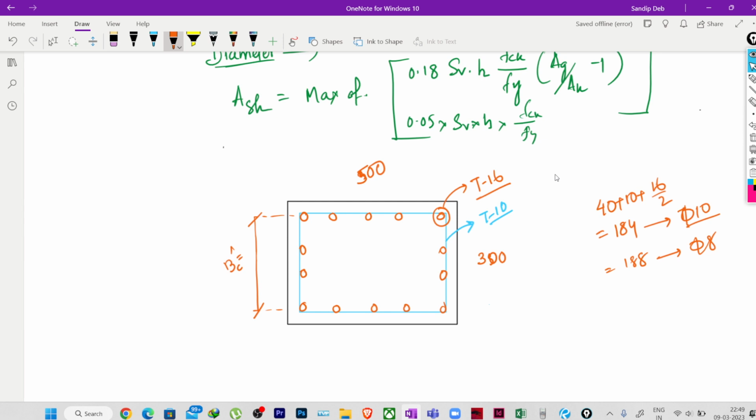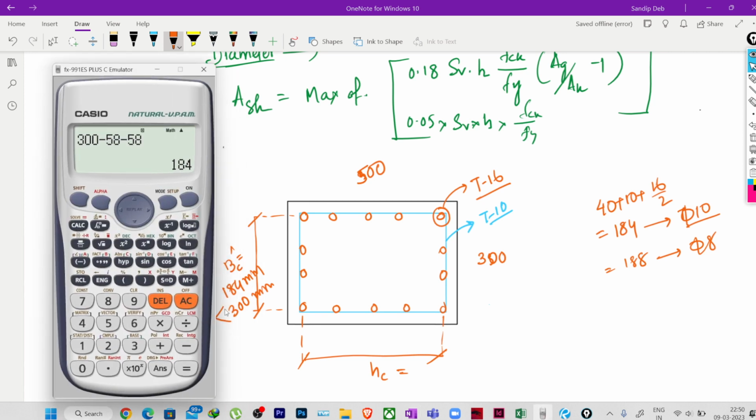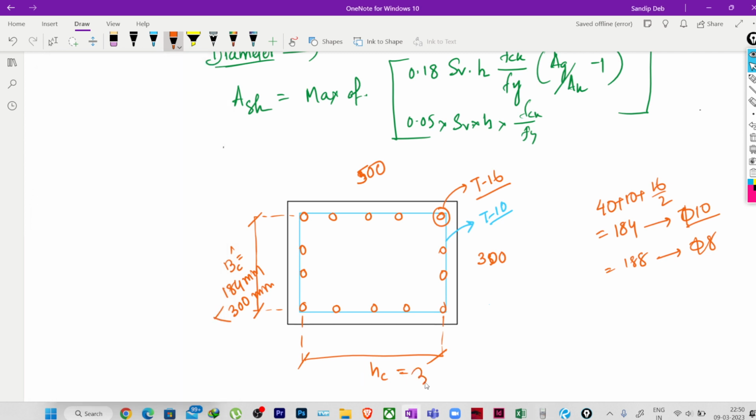Now we are considering 10 mm dia stirrup, suppose, so it will be 184 mm, right? Which is less than 300 mm. So in between there is no requirement for any extra link, right? But here if you see the HT, how much are we getting? We are getting 500 minus, considering 10 mm dia bar, 500 minus 58 minus 58, so it will be 384, which is greater than 300 mm.